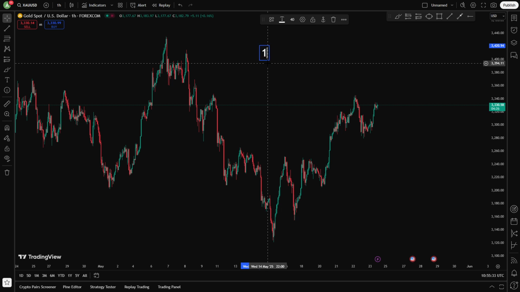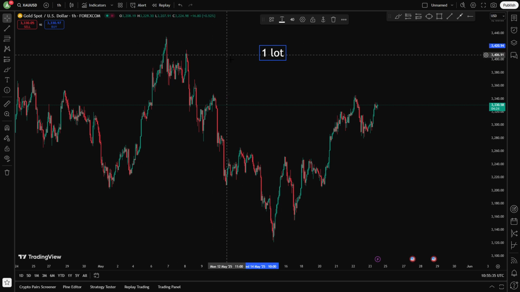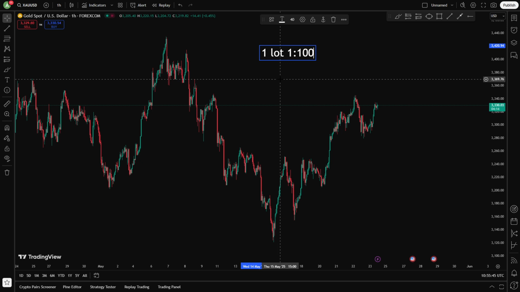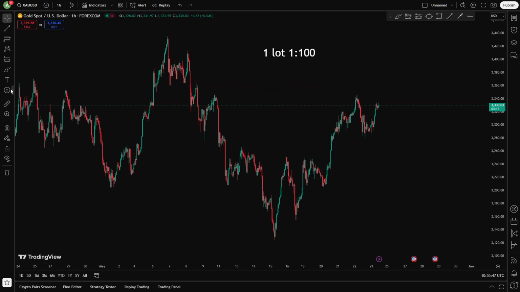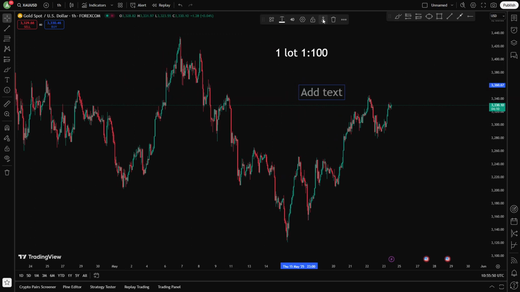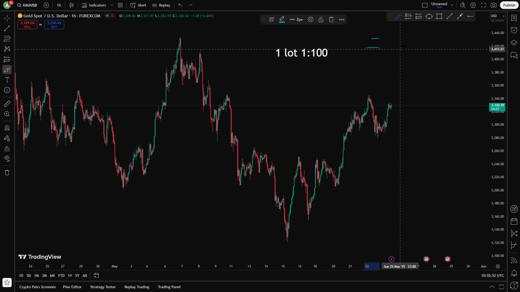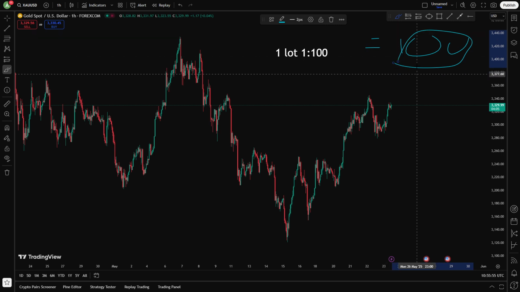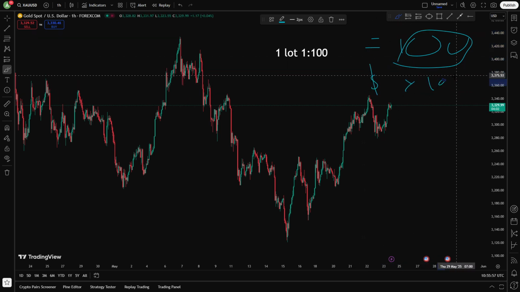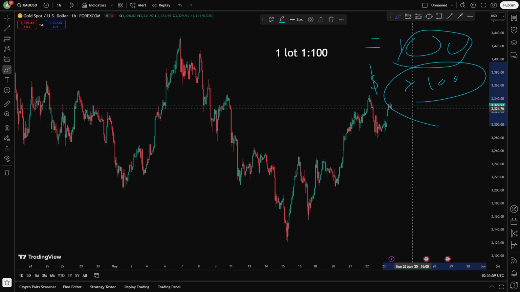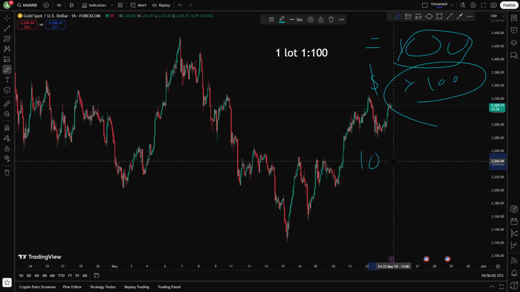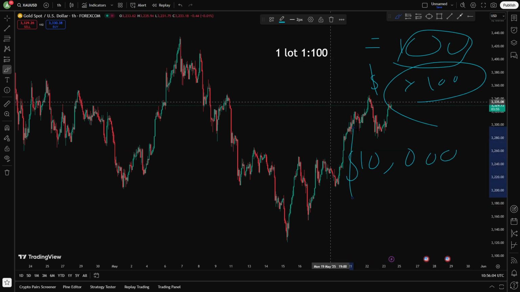So let's say that you open one lot size, one standard lot. This time you have 1 to 100 leverage. Let's say you open this position for $100, because you have 100 leverage, which amplifies your margin by 10,000. And that's why it's very cheap.